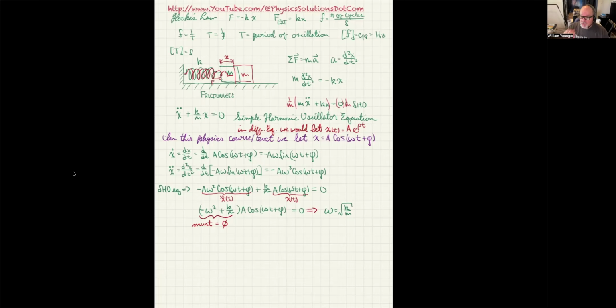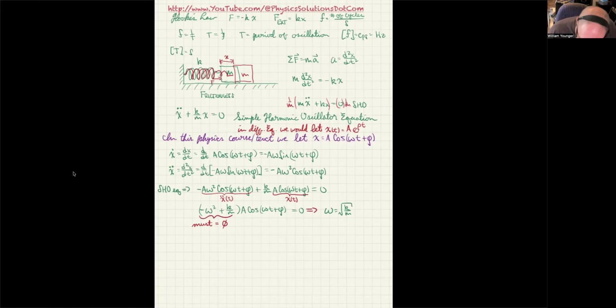And as I told you, the omega is not one of the variables that come from the initial conditions of the simple harmonic oscillator problem that you're solving. Omega is a characteristic of the system, specifically what is the k, the spring constant, and what is the m, the mass on the spring.